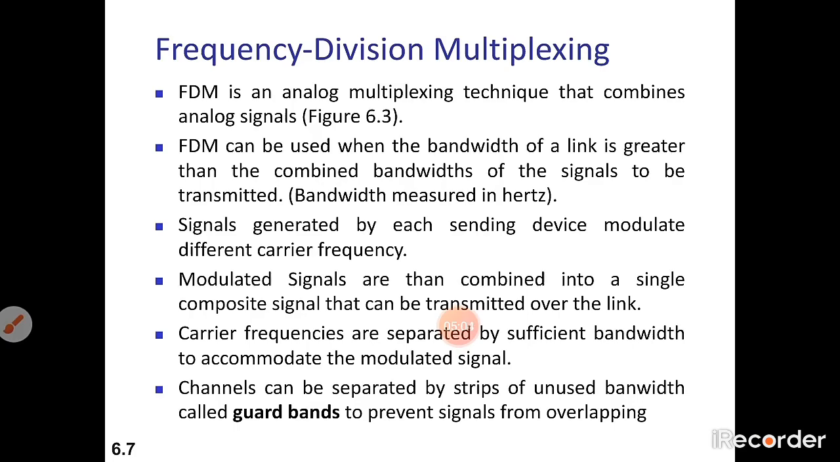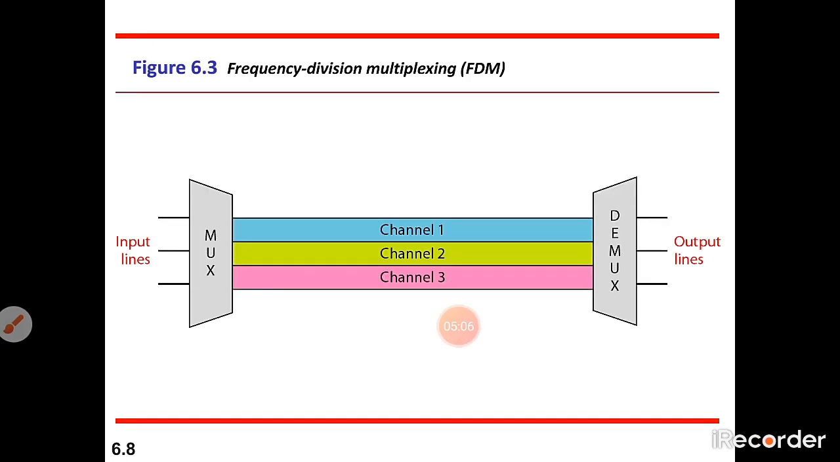The input lines coming from each device will be combined into the one link. Each input line has a specific channel, or specific bandwidth. So you have to assign a specific bandwidth to each input line, and those will be combined into the one particular link.